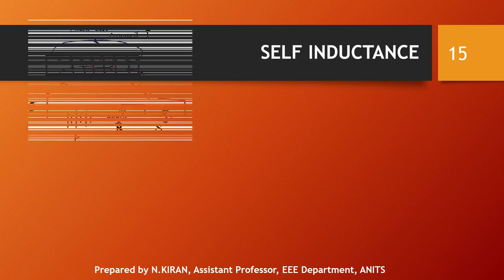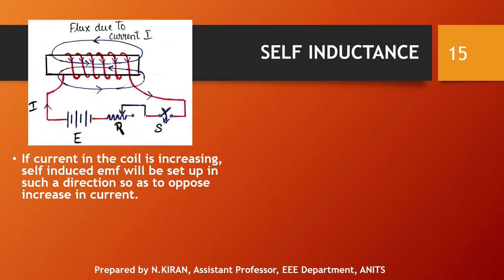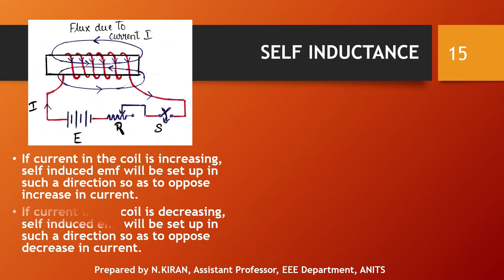Self-inductance. So what is self-inductance? If the current flowing in the circuit or in the coil is either increased or decreased, then depending upon the change in current, it will set up an EMF in a direction so as to oppose the cause producing it. If I increase the current in the coil, the EMF is set in such a way as to oppose this increase in current. Similarly, if the current in the coil is decreased, self-induced EMF will be set up in a direction so as to oppose this decrease in current.